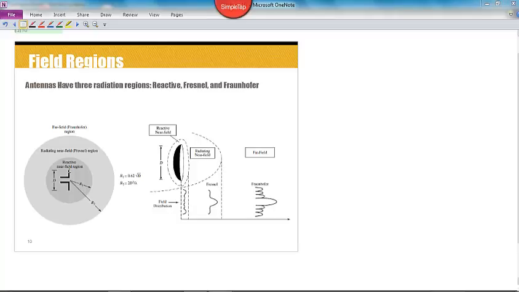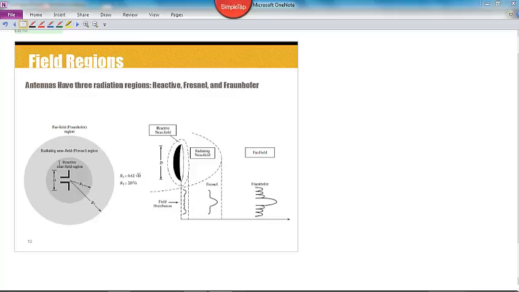Before I go any further in the videos on talking about antennas, I do feel like we need to stop and make some qualifications about the discussion that we're having. And that is that there are distinct differences in the radiation from an antenna that can be observed as the distance away from the antenna becomes larger and larger. So we have three distinct regions of operation for an antenna.